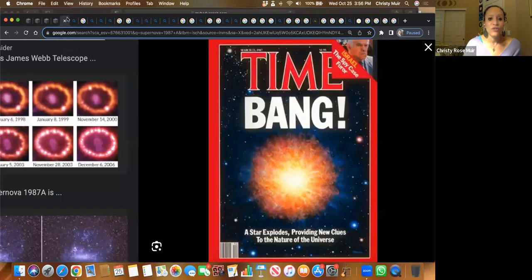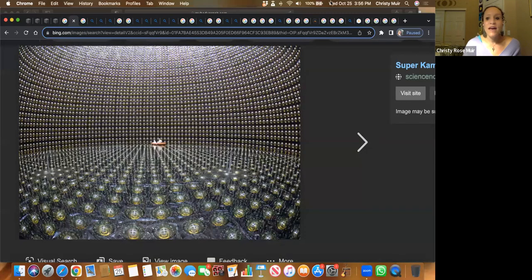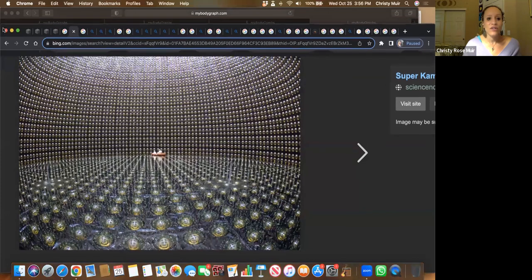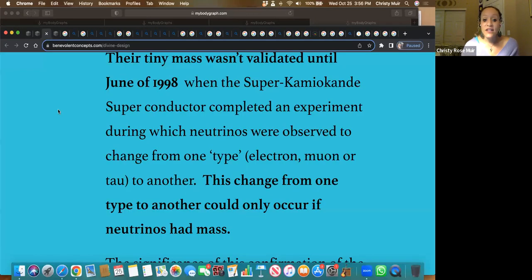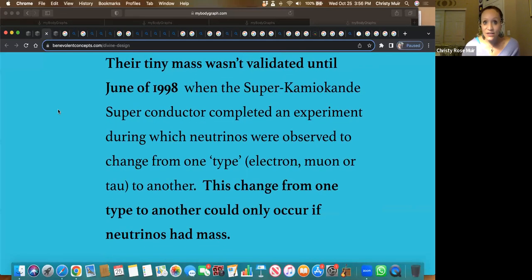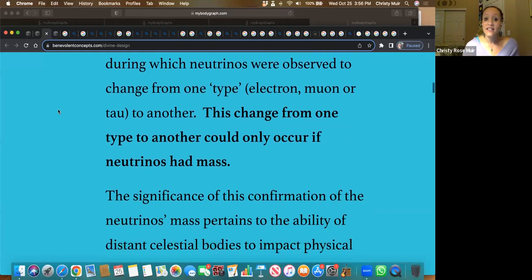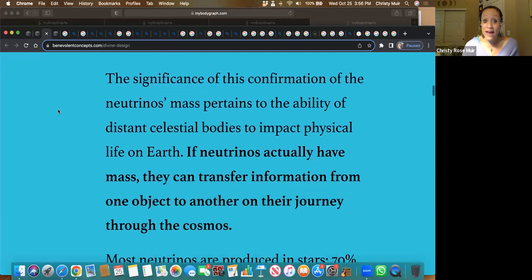Okay, so like I showed you before, there was this massive superconductor that was built to study these tiny little particles. They gathered information from the supernova explosion in 1987, but they weren't able to validate the mass of the particle until 1998, when all of their data had been combed through. And so they validated that this neutrino has mass.